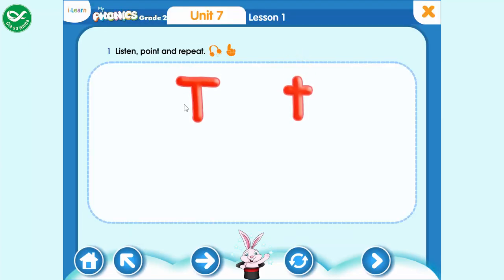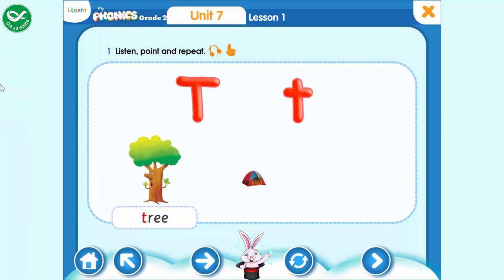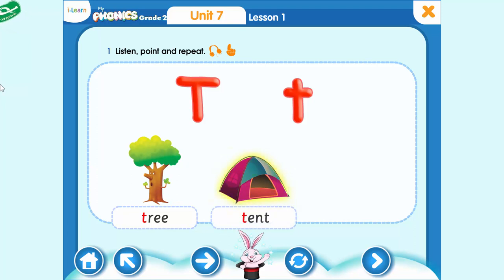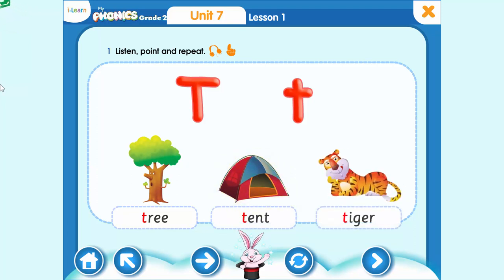This is the letter T. The letter T makes the T sound. Tree. Tent. Tiger. Tree. Tent. Tiger.